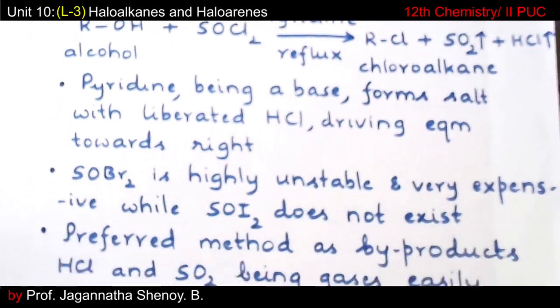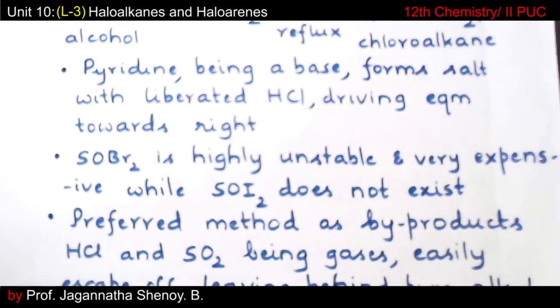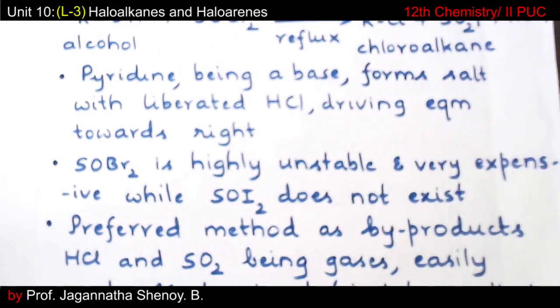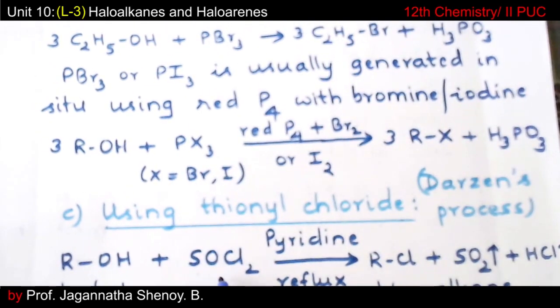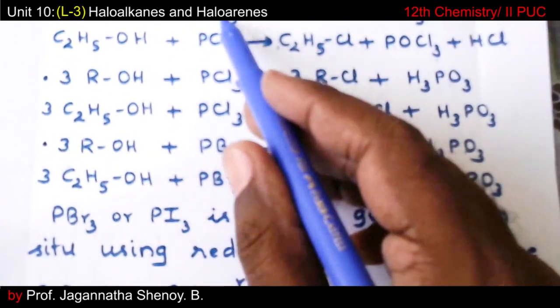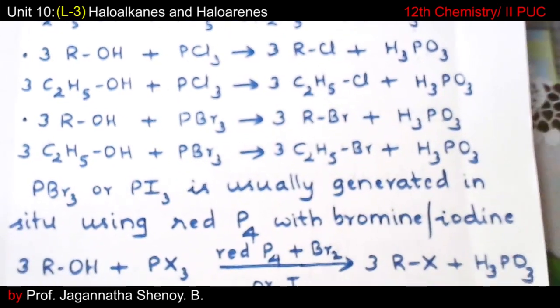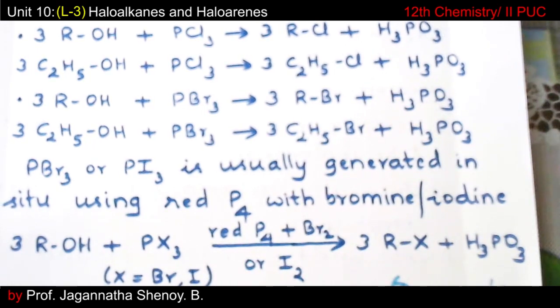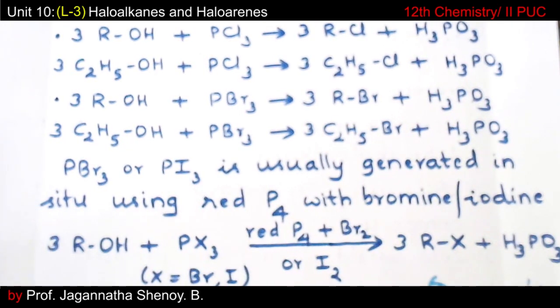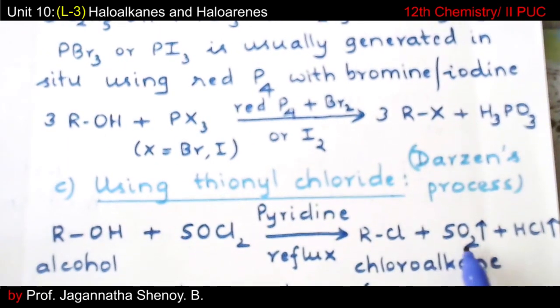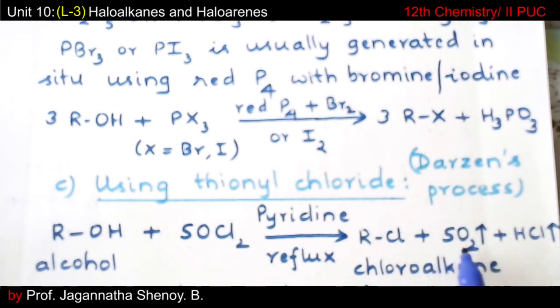Now, one important question asked in the examination is, if suppose you are given an option of using either thionyl chloride or phosphorus pentachloride, which method is more useful? For that, just concentrate on the byproducts formed. Here, the byproducts are SO2 and HCl. Both of them are gases. So when you reflux it, as soon as they are formed, they will escape off, leaving behind pure chloroalkane.